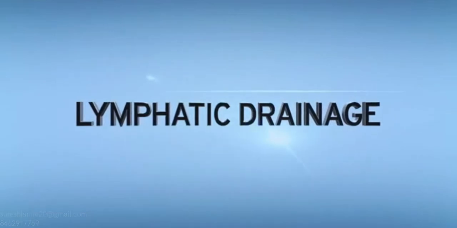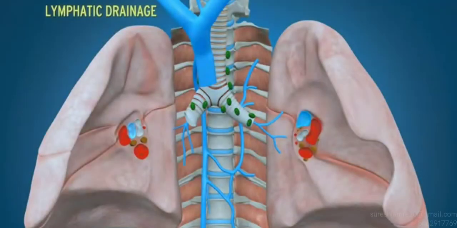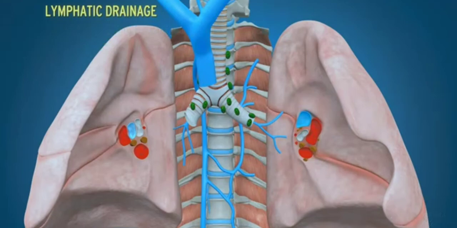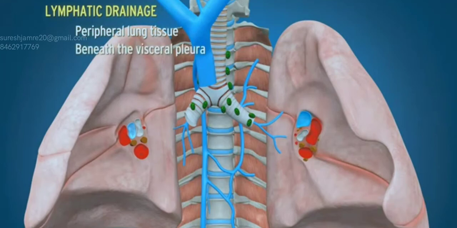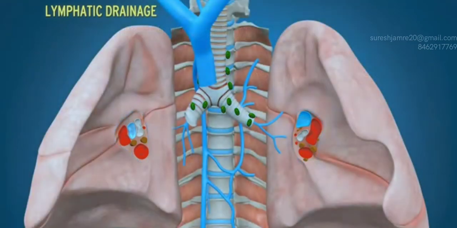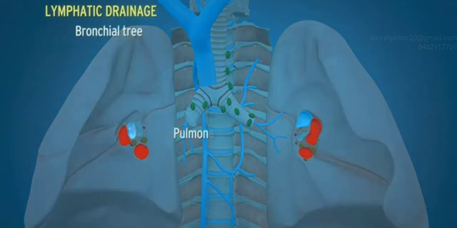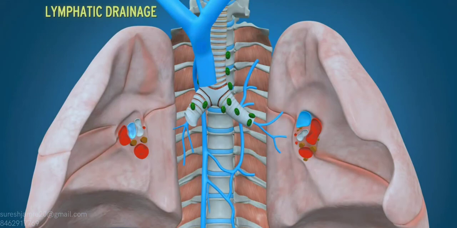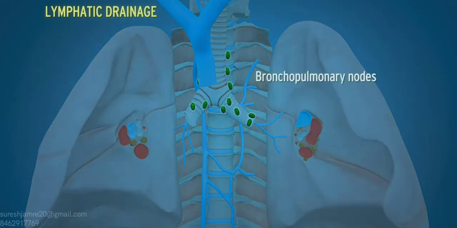Lymphatic drainage. Lymphatics of the lung are arranged in two sets, superficial and deep. Superficial vessels drain the peripheral lung tissue, that is, the tissue that lies beneath the visceral pleura. The vessels traverse the borders of lung, reach the hilum and drain into the bronchopulmonary nodes. Deeper vessels drain the bronchial tree, pulmonary vessels and connective tissue septa. They reach the hilum and drain into the bronchopulmonary nodes.